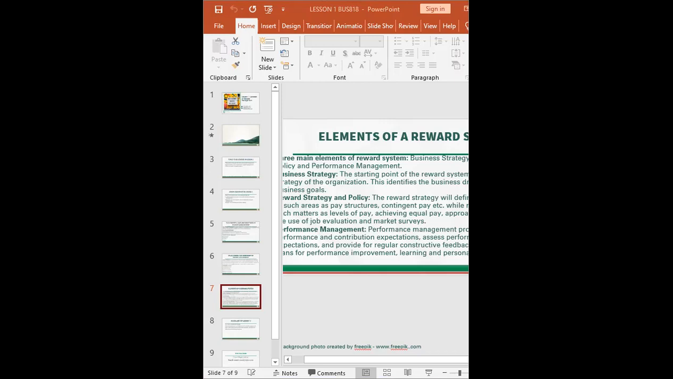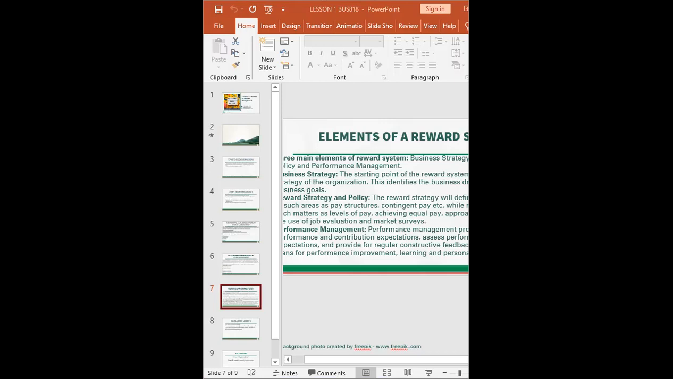Reward strategy has to do with business strategy, which also involves a long-term intention. You are trying to strategize and keep pace with certain things in the organization, such as pay and benefits. It is long-term; you are strategizing on long-term reward goals for that particular organization. Then the reward policy has to cover matters such as levels of pay and achieving equal pay. These are some of the policies that organizations need to take into consideration.